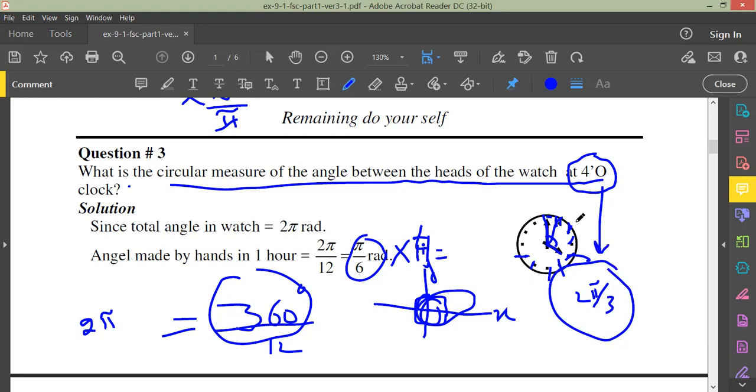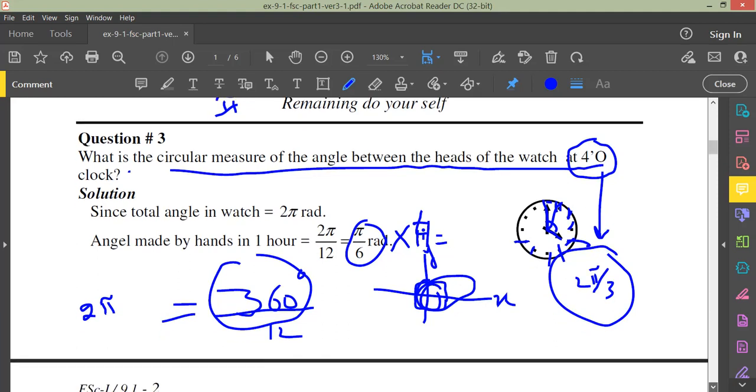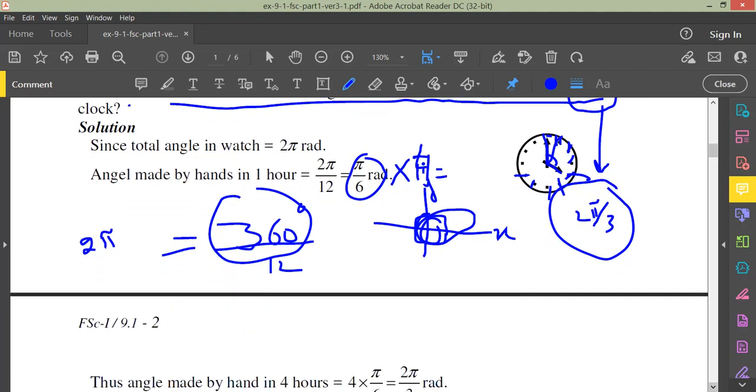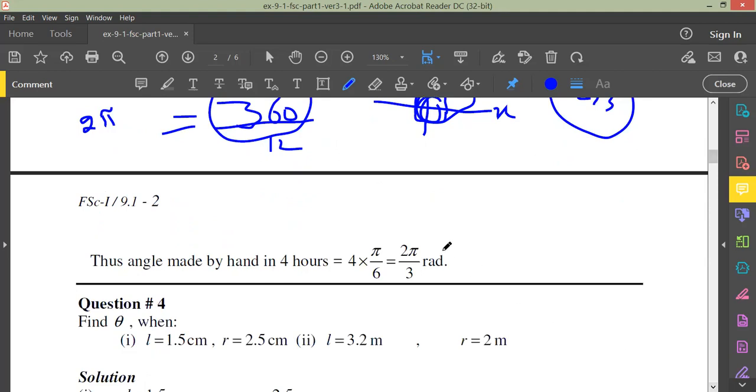Similarly, in our ECAT test, the engineering admission test, we are given 4 o'clock, 5 o'clock. So similarly, we can convert into degree or radian for any kind of angle. So our answer is 2 pi over 3.